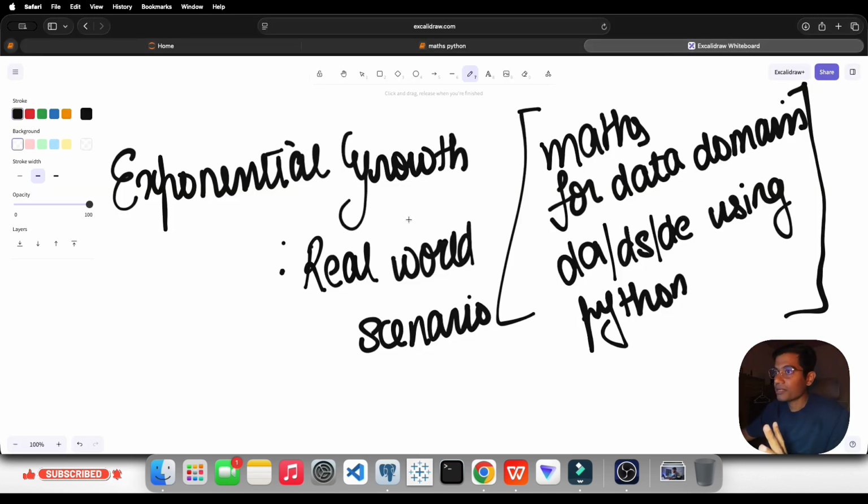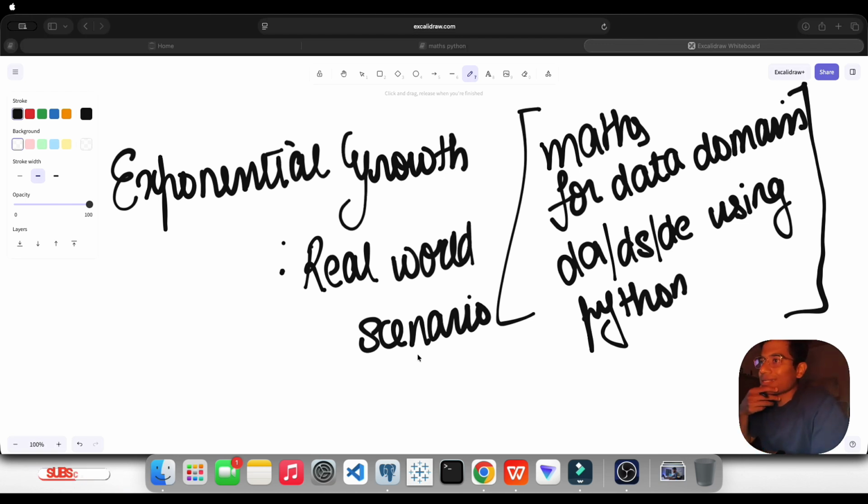And we will see the theoretical part plus the practical part. Also, we will talk about a new topic called arange, because we are going to use it here in this exponential growth topic, right? So first things first, let's talk about the theoretical part, then we will move to the mathematical part, then to Python. The theoretical part is mainly in the data domain, like data analysis, data science, data engineering.